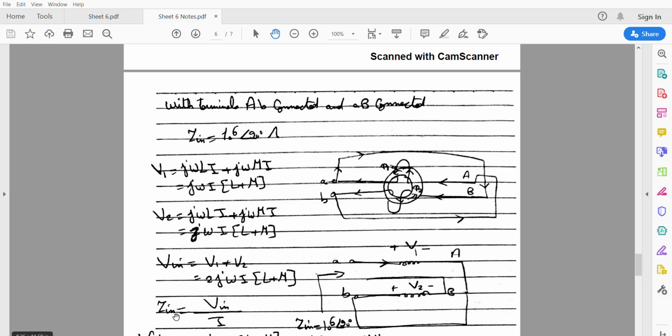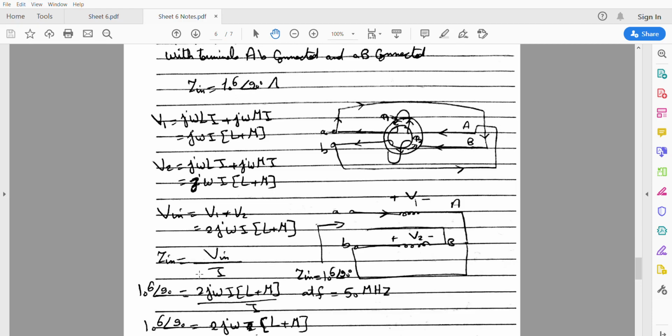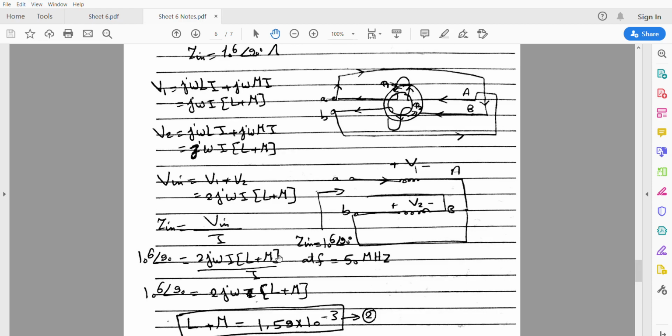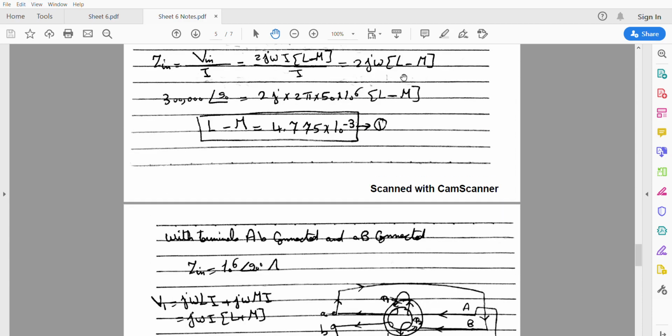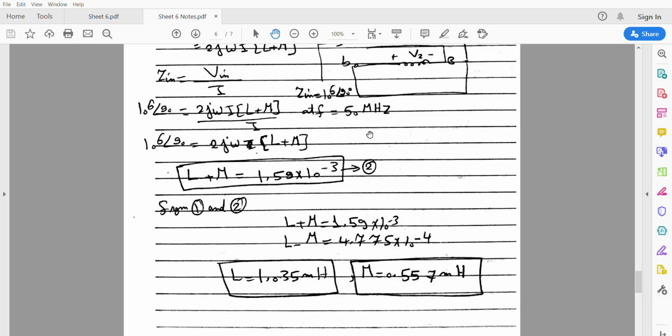I have the value of input impedance given as 10 power 6 angle 90. So if I need to determine L plus M, I just plug it here. I will cancel with I, and all I will get is L plus M equal to this value. Now I have two equations, so I can solve them together and get the value of self-inductance and mutual inductance. This is the first equation, and this is the second equation here. From 1 and 2, by solving them, we found that the self-inductance is equal to 1.035 millihenry, and the mutual inductance is equal to this value.